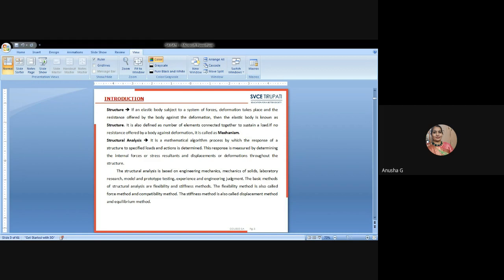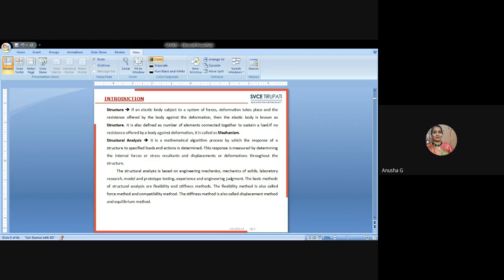Next, structural analysis is based on engineering mechanics. For any subject about the structure, the main basis is engineering mechanics. First, you have to learn engineering mechanics and then the mechanics of solids, that is the strength of materials, and then do some practicals, that is laboratory research work, model and prototype testing, and then experience and engineering judgment. The basic methods of structural analysis are the flexibility and stiffness methods.